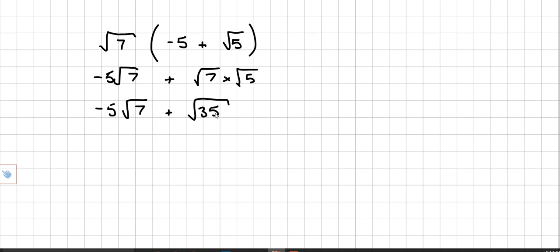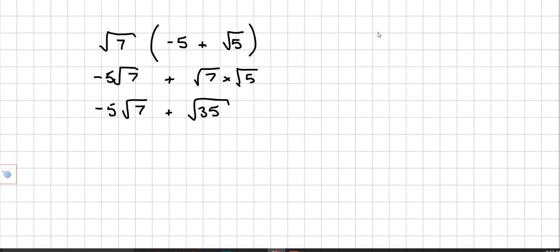Now, what you try and do is split the radical here to get a square number, but 35 does not have a square number as a factor. 7 and 5 are both primes. What we could have done is factorised it, but that's what we started with.